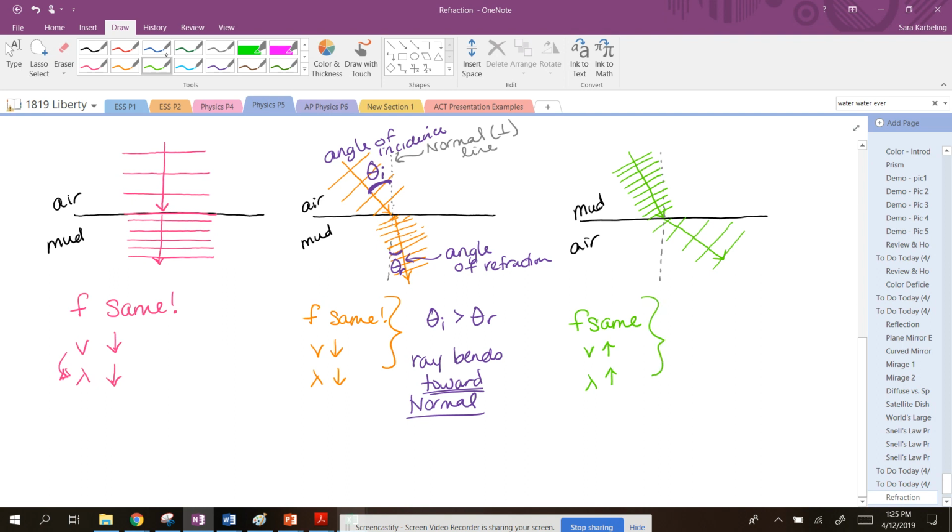The result of this, here's my theta I, here's my theta R. How do theta I and theta R compare? Which one's bigger? Theta R. So theta I is less than theta R. The ray bends away from the normal.